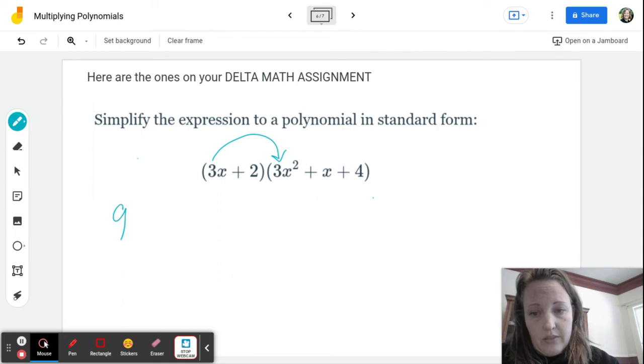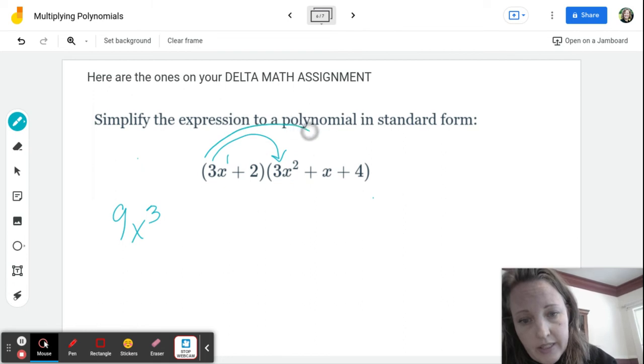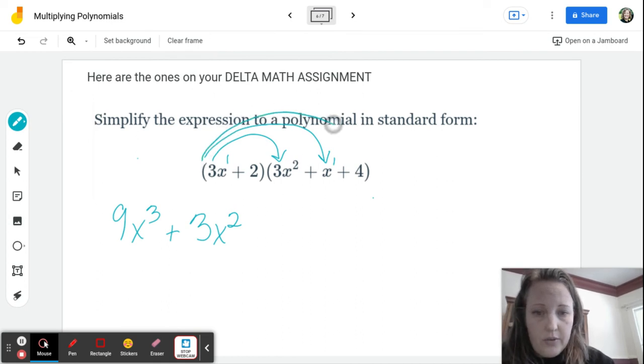And then x to the first times x to the second is x to the 2 plus 1, which is 3. And then I'm going to do the 3x times the x, and that becomes a positive 3x to the 1. X to the 1 becomes x to the 2. And then I have a 3x times a constant of 4. So 3 times 4 is 12, and I still retain that x. Okay, he doesn't just fall away.